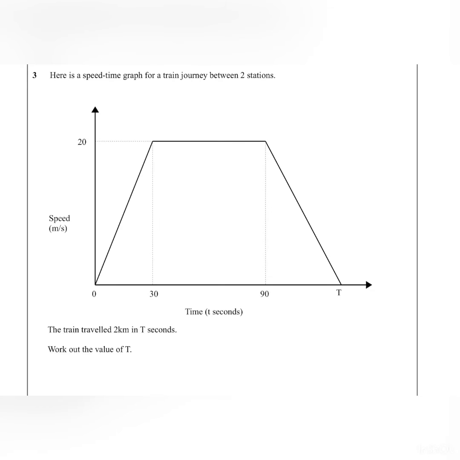Okay, question 3 says, here's a speed time graph for a train journey between 2 stations. The train travelled 2 kilometers in t seconds. So we don't know this time over here, and it says work out the value of t. We're given this key information that 2 kilometers is the total distance travelled between these 2 stations, and the speed on the side is meters per second. So 2 kilometers equals 2,000 meters.